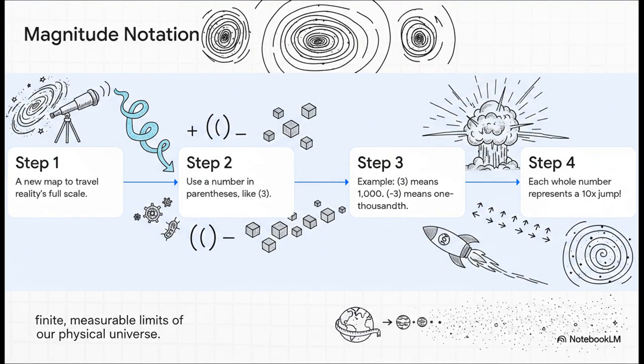Now, it sounds complicated, but I promise it's super simple. You just put a number inside parentheses. So a positive number, like 3, means 1 with 3 zeros after it, 1,000. A negative number, like -3, is a decimal point, 2 zeros, and a 1, a 1,000th. Every single number you go up or down is a massive 10x jump. It's the perfect tool for the journey we're about to take.